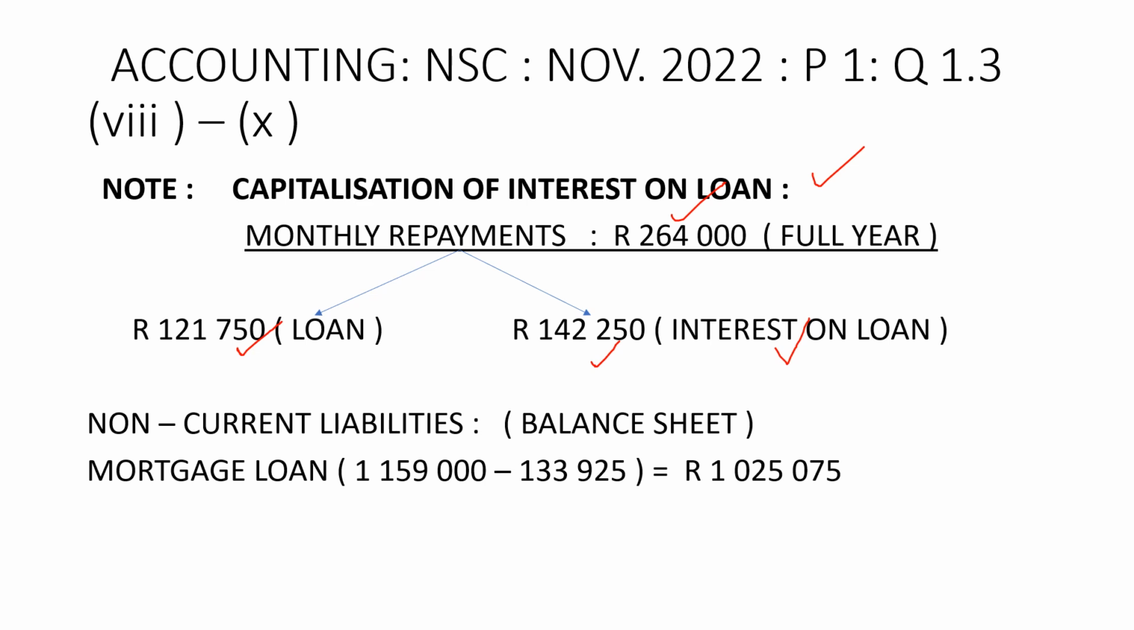Okay, right. So in your balance sheet, your loan under non-current liabilities is going to be 1,159,000. Remember the balance at the end of the year, minus what you are going to pay towards the loan with the increase of 10%. Remember, this now becomes your current portion of loan, which again you are going to show under current liabilities as current portion of loan. And of course, your loan amount under non-current liabilities will now be 1,025,075.